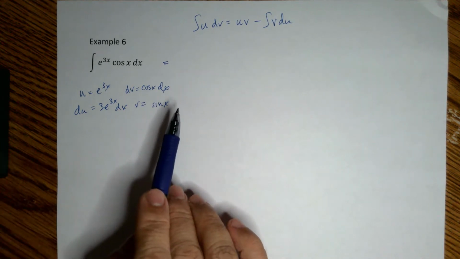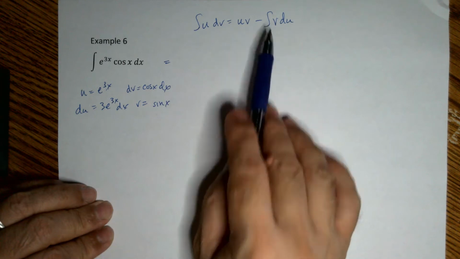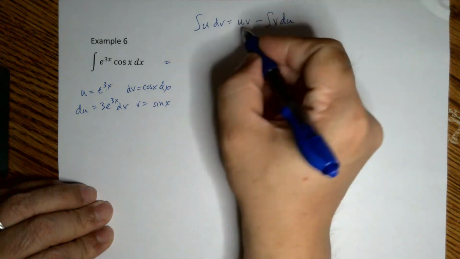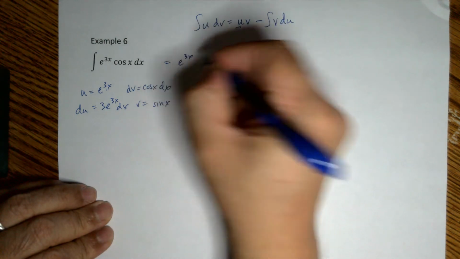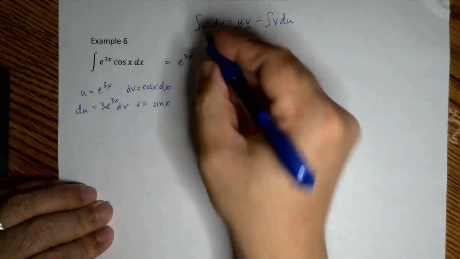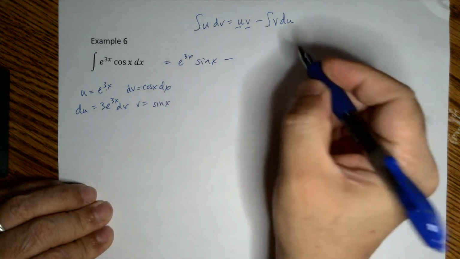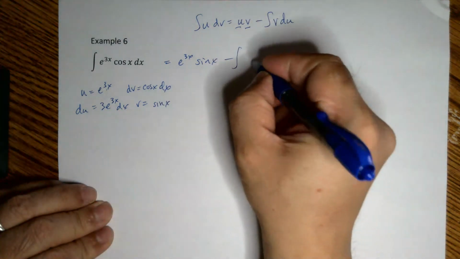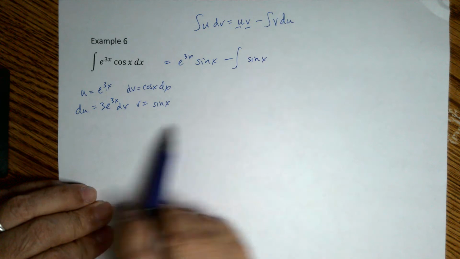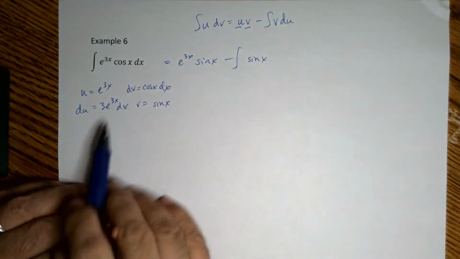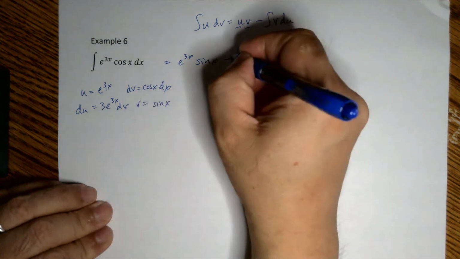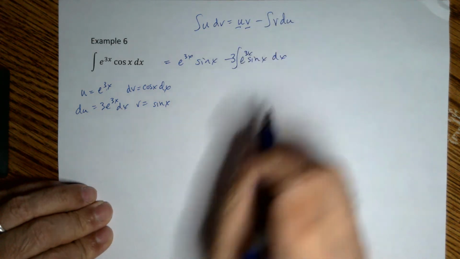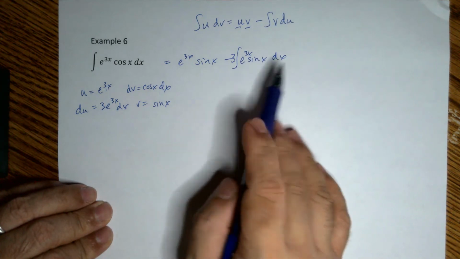Okay. Now I'm going to fill in the right-hand side. So u is e to the 3x, and v is sine x, minus the integral of v, which is sine x, and du is 3 times e to the 3x, so I'm going to put the 3 right in there, and go ahead and put e to the 3x there. Remember, order doesn't matter with multiplication, so you can put any order you want.